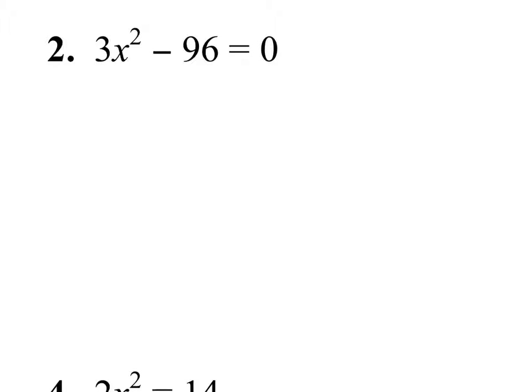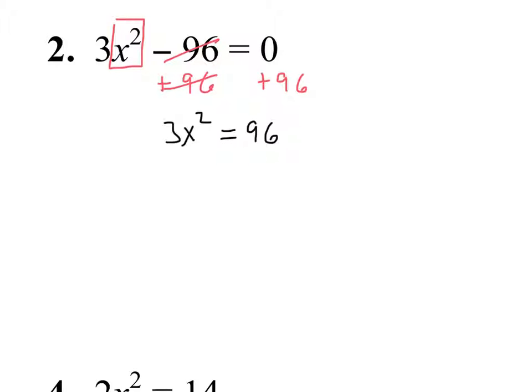And we need to do the same thing. Okay, we need to do the same thing in example 2. We're going to solve it by taking square roots. So I want to get x squared by itself. So what's my first step? Add 96 to both sides. So that goes away, and I'm left with 3x squared equals 96. Well, again, I want to get x squared by itself, so now I have to divide by 3.